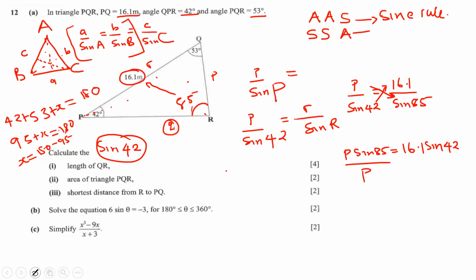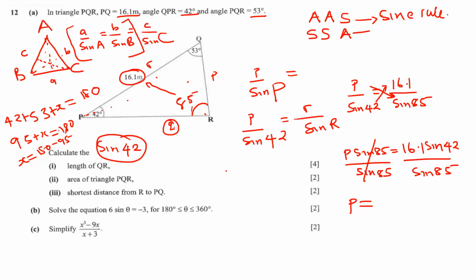To get rid of sine 85 on this side, we can divide by sine 85. So sine 85 divided by sine 85 goes, and P is equal to 16.1 multiply sine 42 divide sine 85.